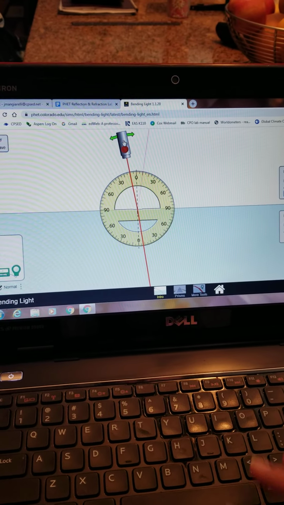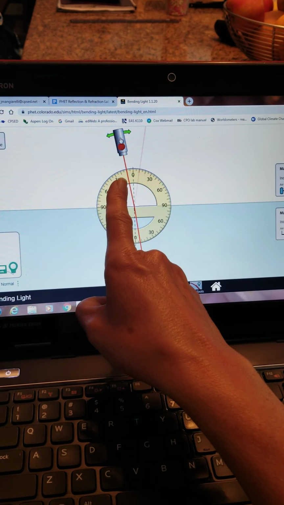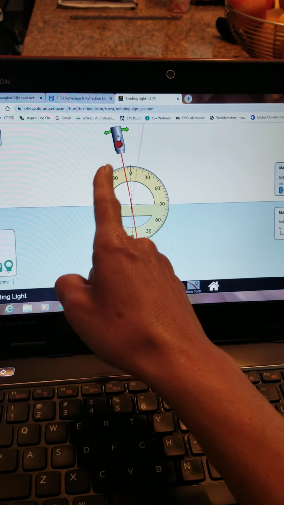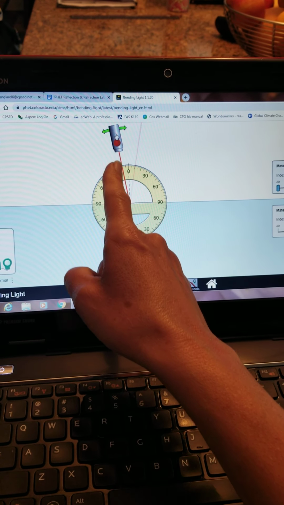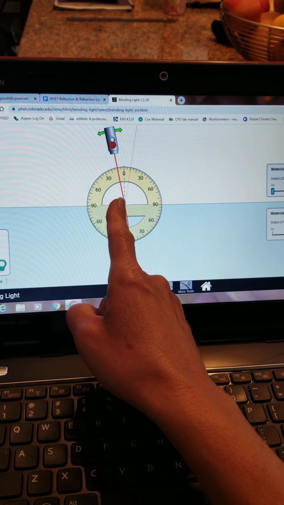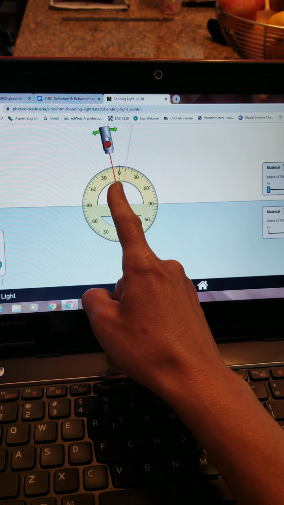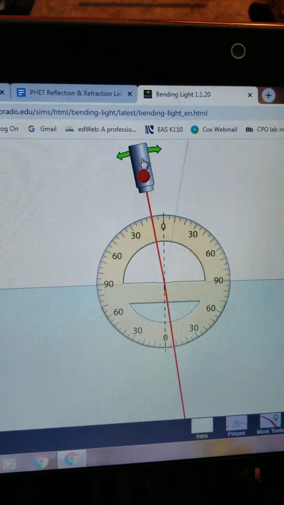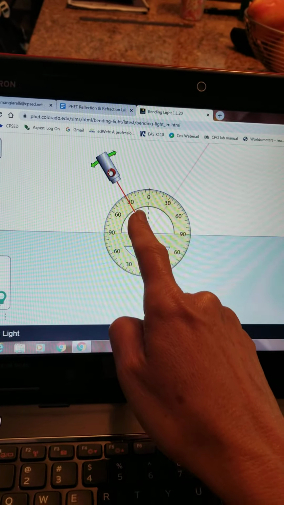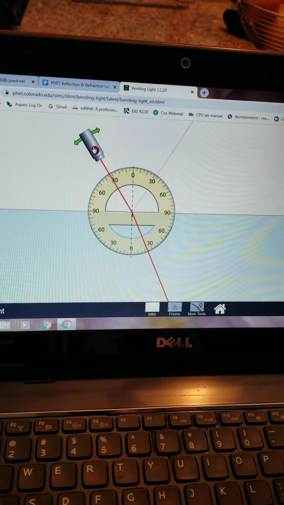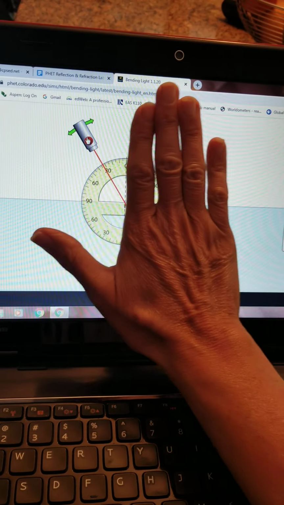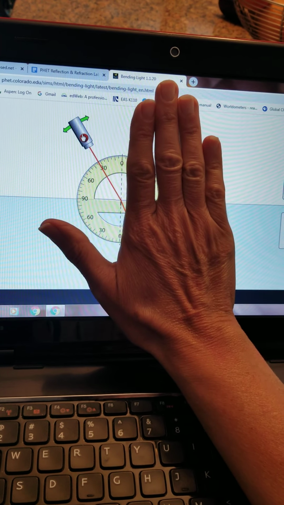The ray to the left of the normal is the incident ray. The angle is the angle of incidence. Incident means this is the ray that's coming in from the light source. It leaves the light source and comes in this direction, and this little angle here is the angle of incidence, and I can make that bigger. This is the incident ray, and this is the angle of incidence. So what would that angle of incidence be if we measured it? About 33 degrees.